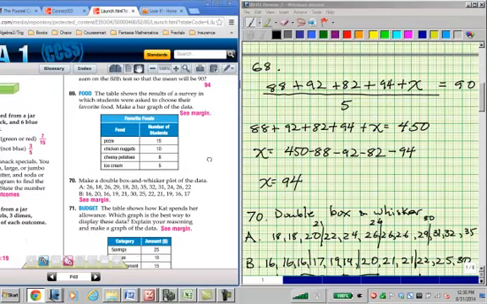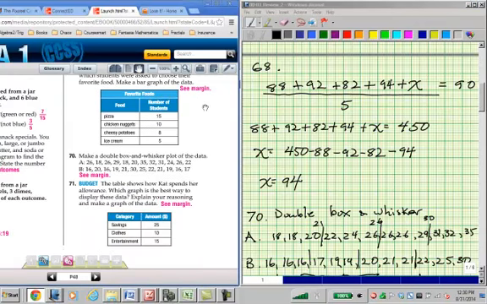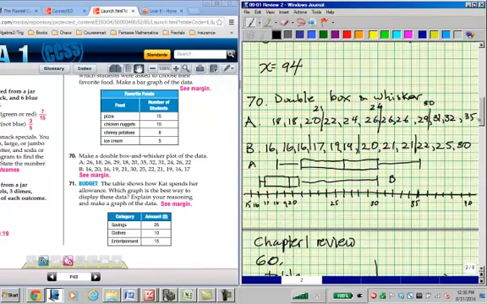Alright, 70. Make a double box and whisker plot for the data. And we have A and B. We're not told what it means. We have no context. We have no idea why we're doing this, etc. What you have to do is put A and B in ascending order.